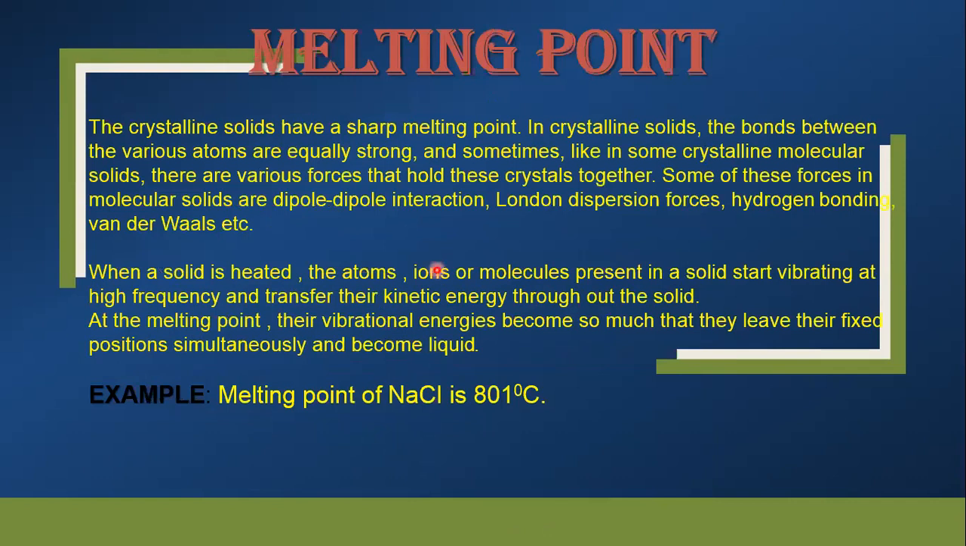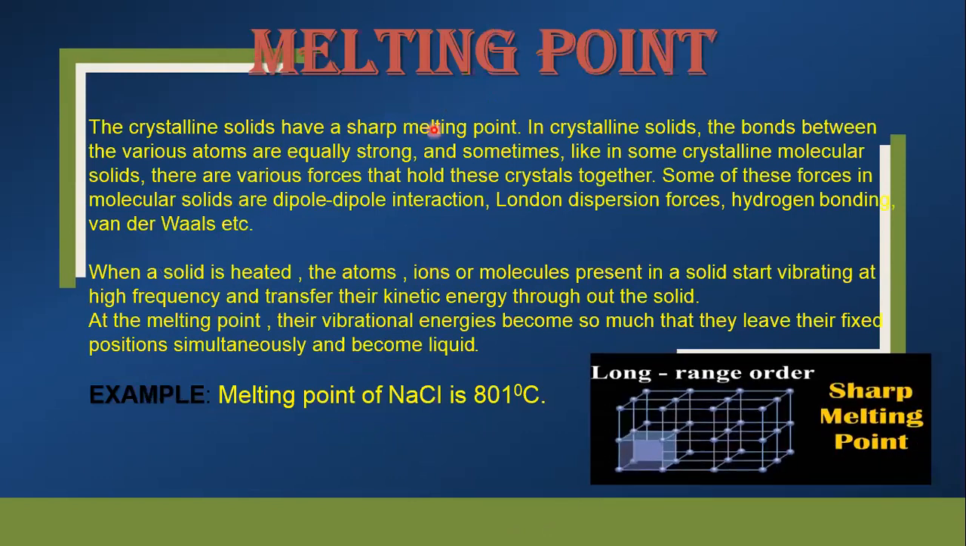Next is melting point. Crystalline solids have a sharp melting point. Why do they have sharp melting points? Because crystalline solids have very strong and equally strong bonds among all atoms, molecules, or ions. These forces are very strong and they hold these crystals together. These forces may be dipole-dipole interactions, London dispersion forces, hydrogen bonding, or maybe van der Waals forces.